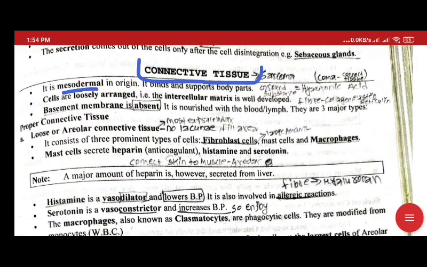Now also here, intercellular matrix is present. Basement membrane is absent in connective tissue because it joins two types of body parts. So basement membrane is absent here. Basement membrane is also absent in transitional epithelium.